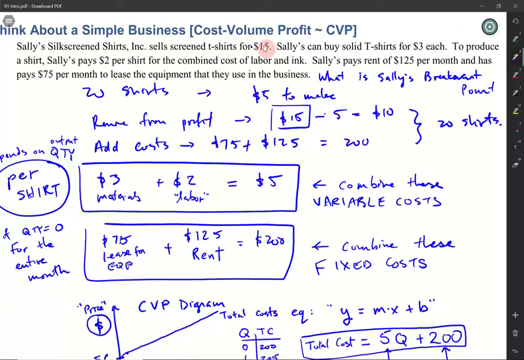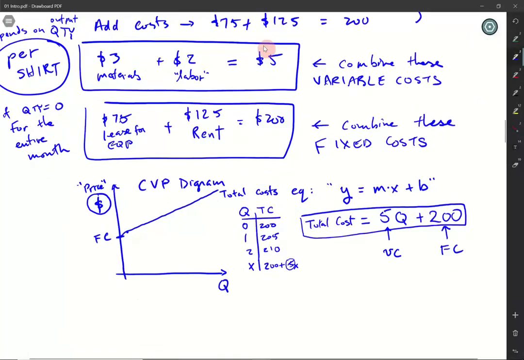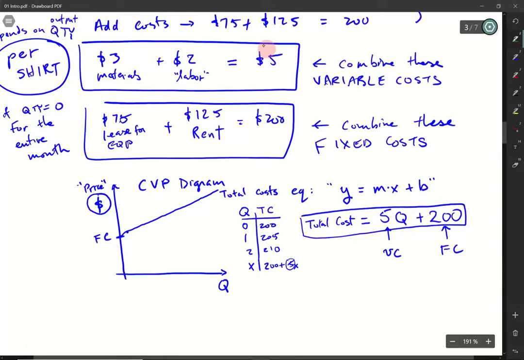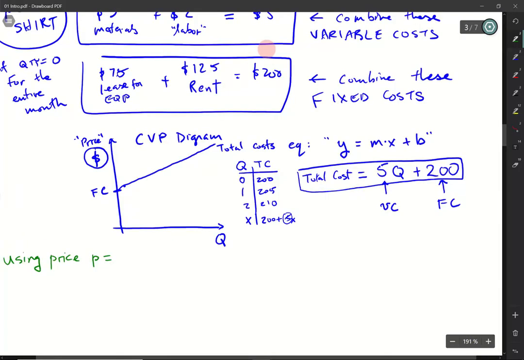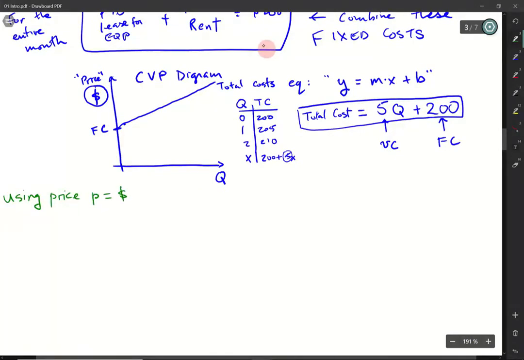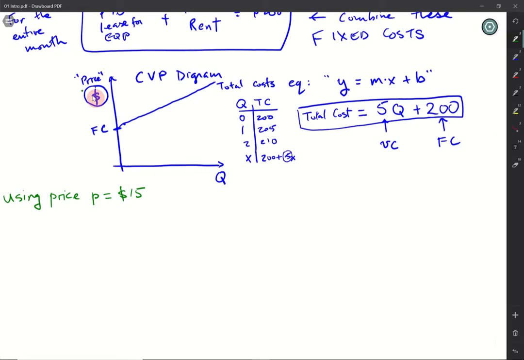So how could we use the price? How could we put the price on this diagram? I think it was $15, right? $15. Using the price. How could we put the price on this diagram? Right? So how could we use that?